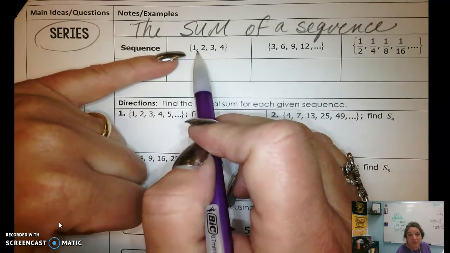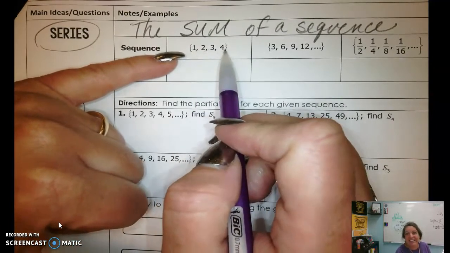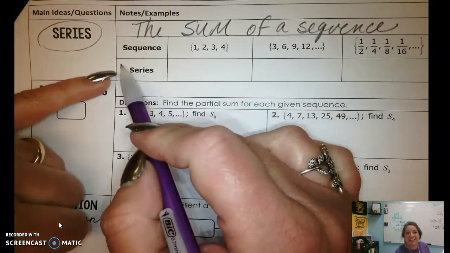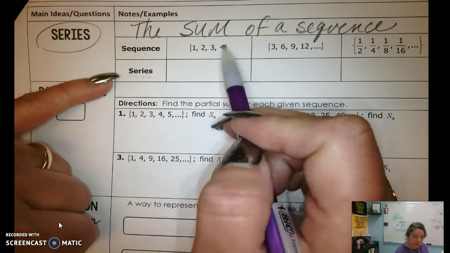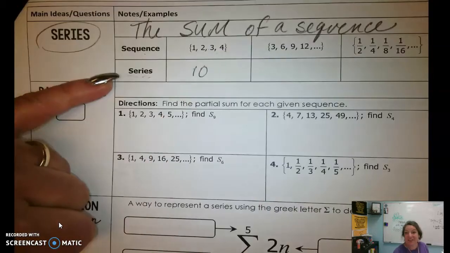So here is a sequence, 1, 2, 3, 4. This is a finite sequence, right? The series would be adding all of those together. If we add all of those together, we get a 10, okay?